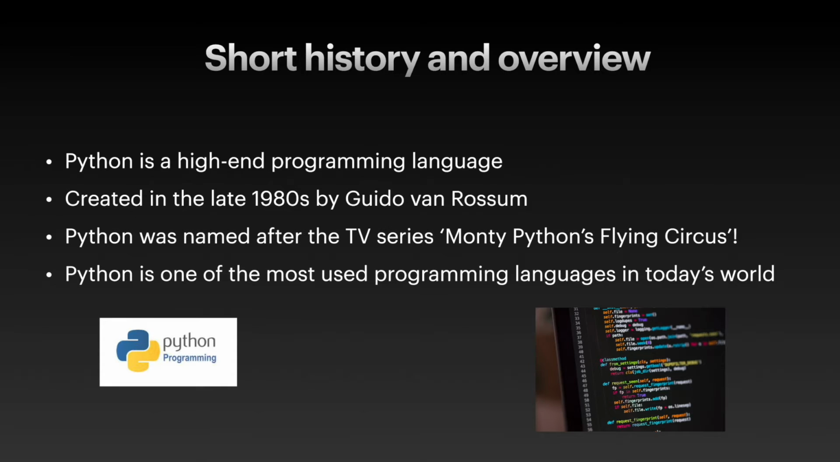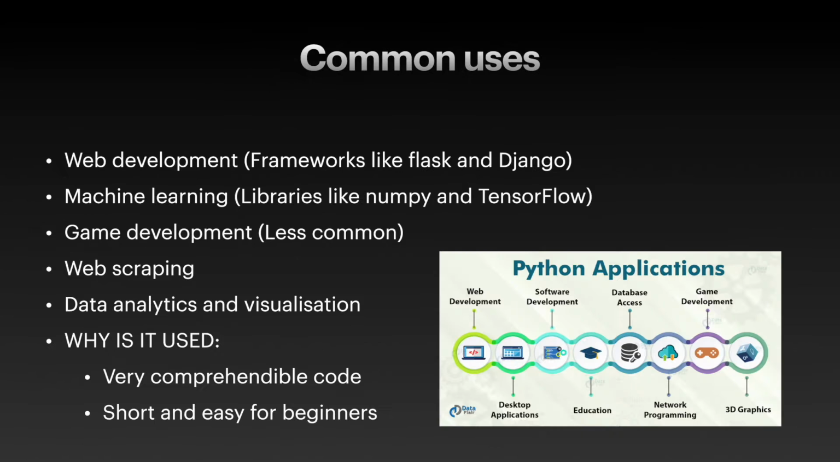at the time. Python, from then, has become really popular and it's one of the most used programming languages in the world today, and its popularity is only increasing at a growing rate. So some common uses are web development, machine learning, game development, web scraping, data analytics, and visualization, which is becoming really popular. And one of the reasons why it's really popular is because it's very easy for beginners to pick up. That is, the code is very comprehensible compared to a lot of other programming languages, such as Java. It's less typed and you can focus more on the logic rather than on memorizing the code.